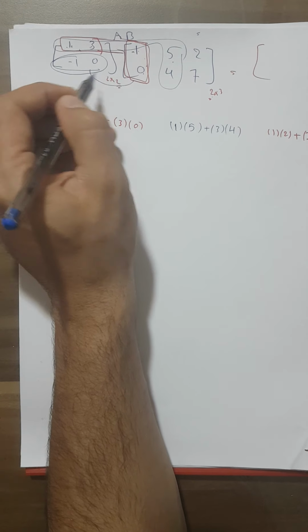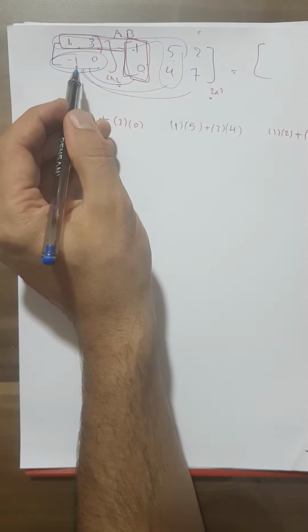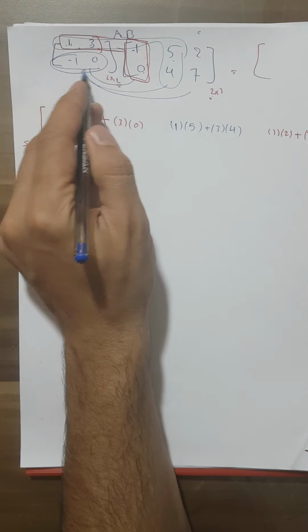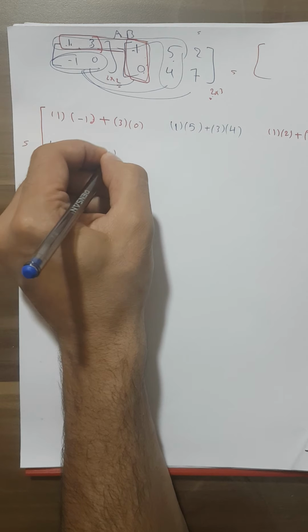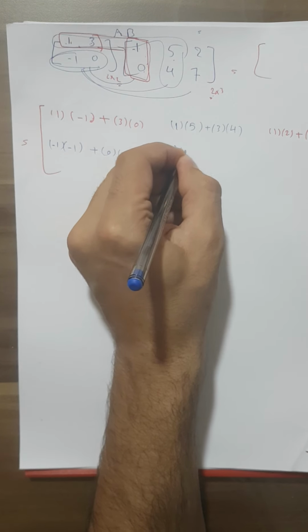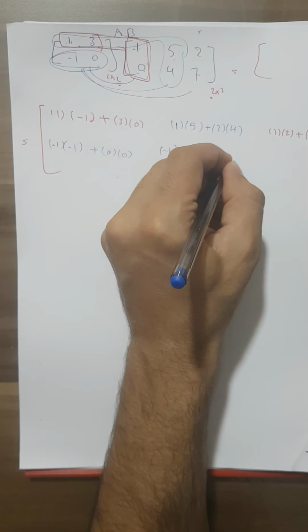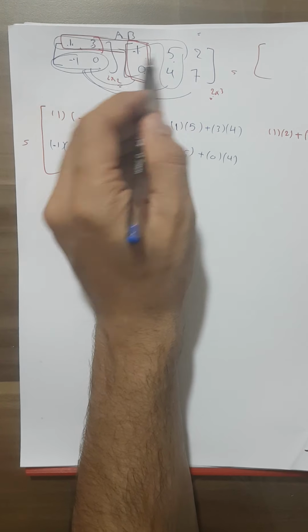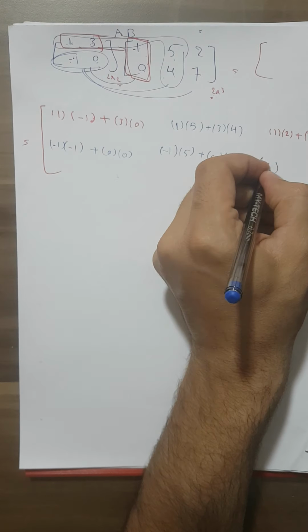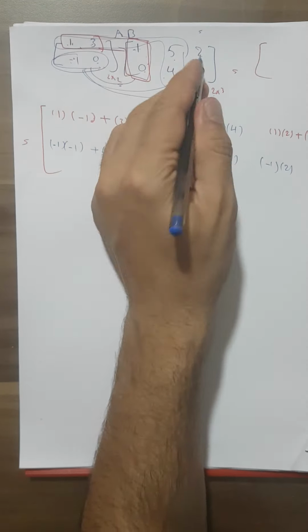We multiply this one by 1, and 1 by 1. So how? We say minus 1 multiplied by minus 1, 0 by 0. Okay, minus 1 by 5, 0 by 4. Minus 1 by 5, 0 by 4. Okay, minus 1 by 2, 0 by 7.